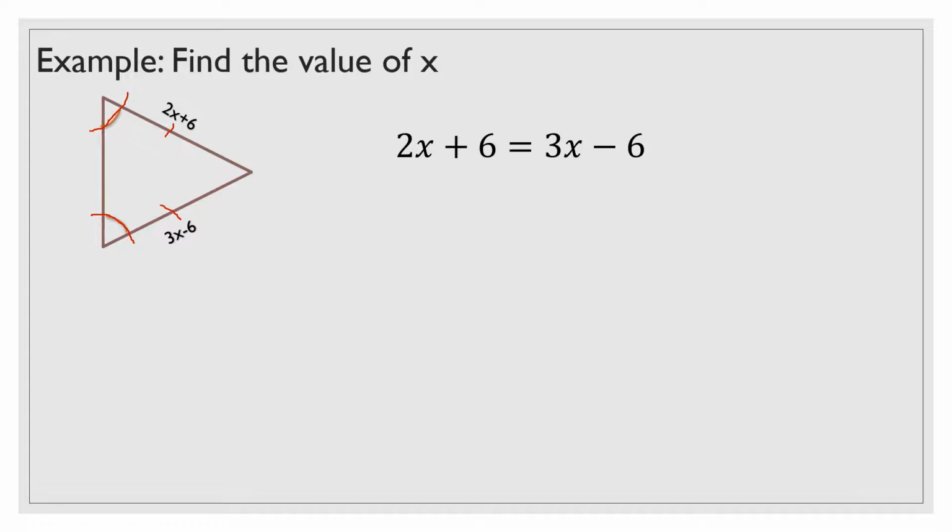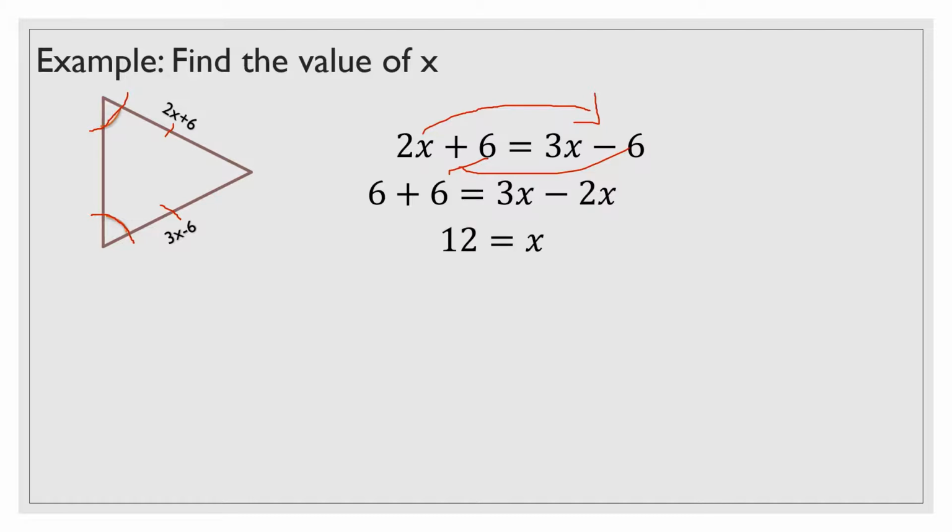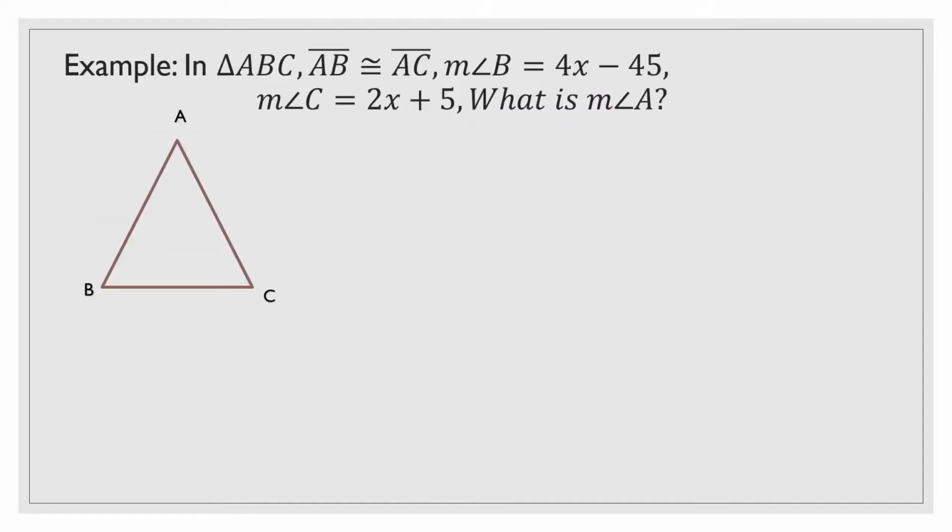Combine lang natin yung similar terms. So, inilipat lang natin yung 2x sa kabilang side and yung negative 6 sa kabila. So, we come up with 6 plus 6 equals 3x minus 2x. Then, simplify. 6 plus 6 is 12 and 3x minus 2x is x. So, the value of x is equal to 12. So, let's try another example.